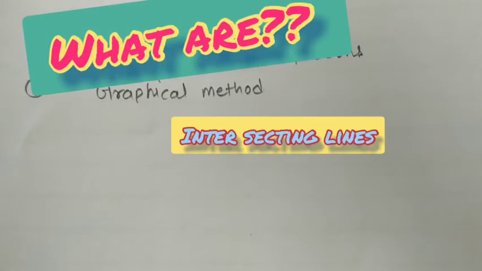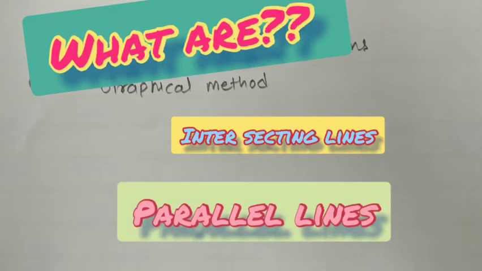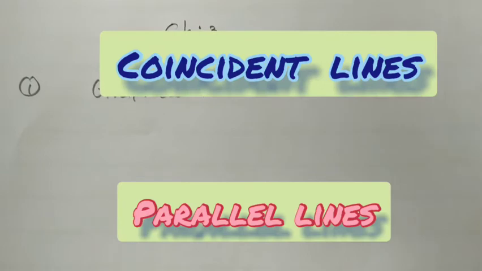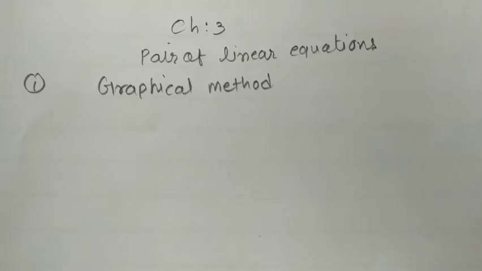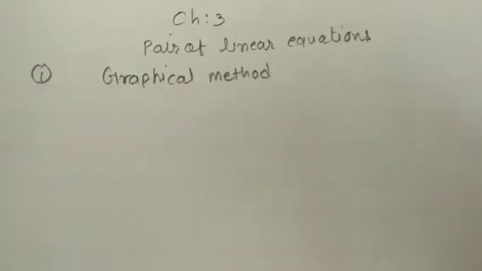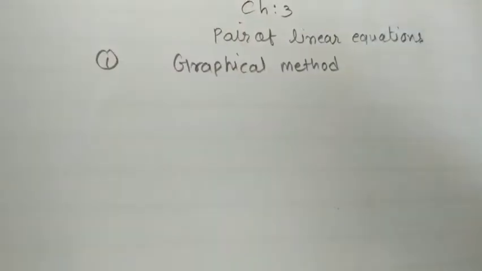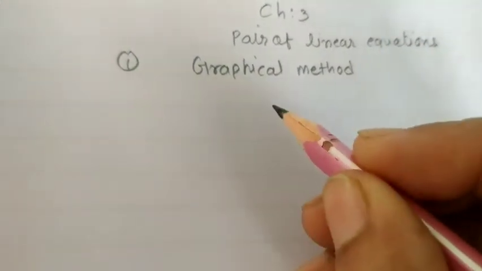As we have discussed in my last introduction, we are talking about chapter 3, pair of linear equations. As I told you, it has 5 methods. Here we are doing the graphical method, but before beginning the graphical method, I would like to give you some introduction.